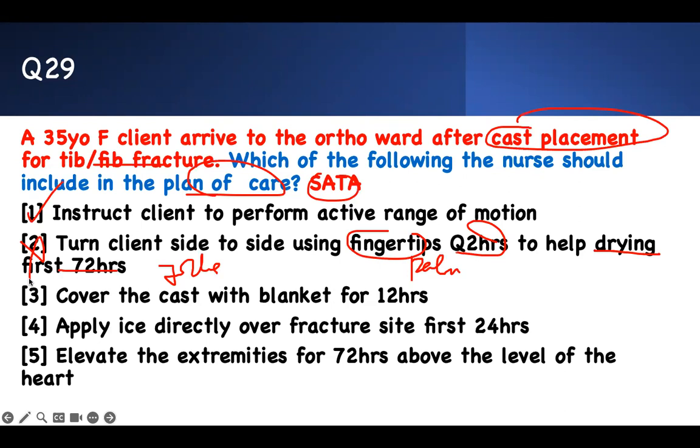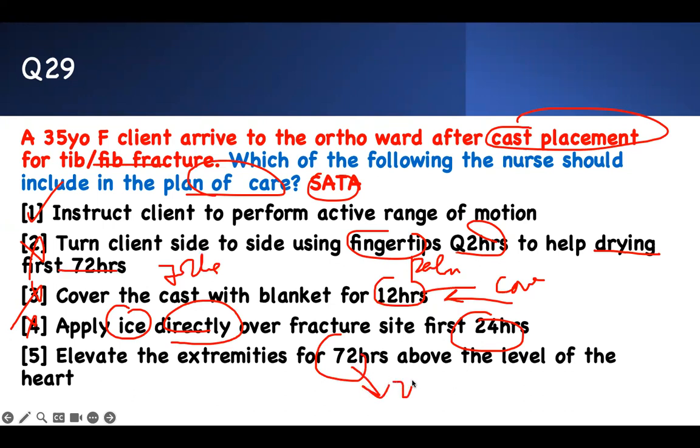Cover the cast with a blanket for 12 hours. No, we want air to go there and dry it, so no extended period of the cast being covered. Apply ice directly over the fracture site the first 24 hours. Yes, I want you to apply ice over the fracture site for 24 hours, but not directly over it. It will make the cast worse. You have to put the ice in plastic or cover it, and place whatever you've used to cover it on the skin, but not the ice directly on the skin. So this is wrong. Elevate the extremities for 72 hours above the level of the heart.